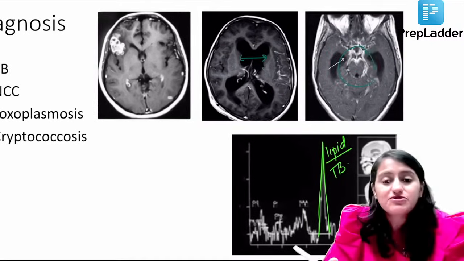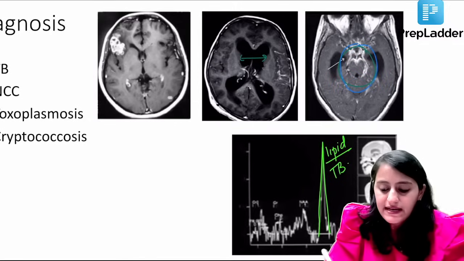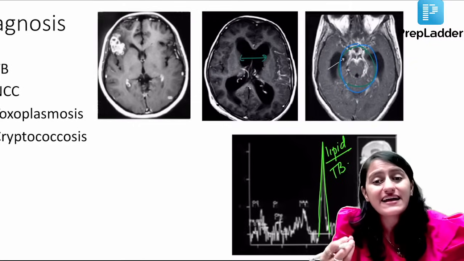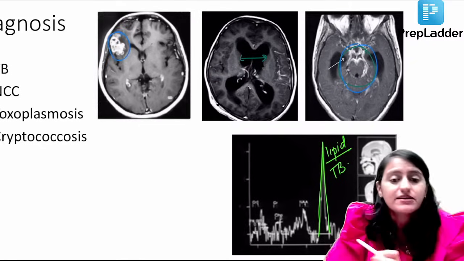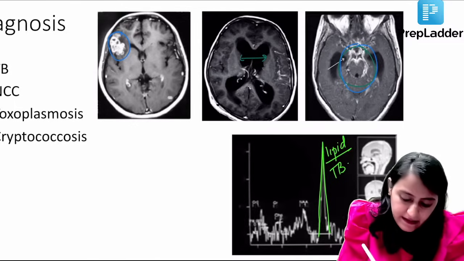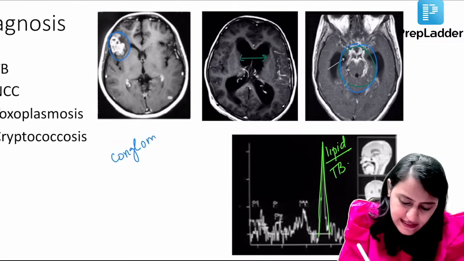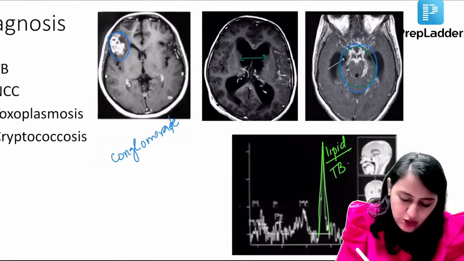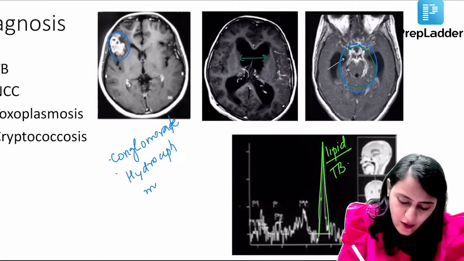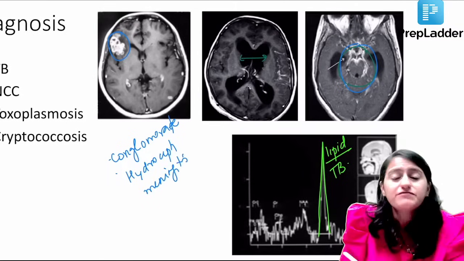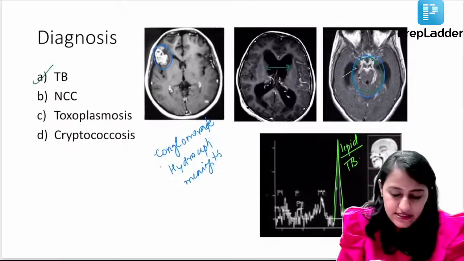This is the meningitis which is shown here, right? So that is the thick enhancing meninges that are seen, a lot of basal exudates, and these are the conglomerate lesions, right? So conglomerate lesions which are there, along with the hydrocephalus and meningitis, all of these are suggestive of TB. Lipid peak is important in TB.